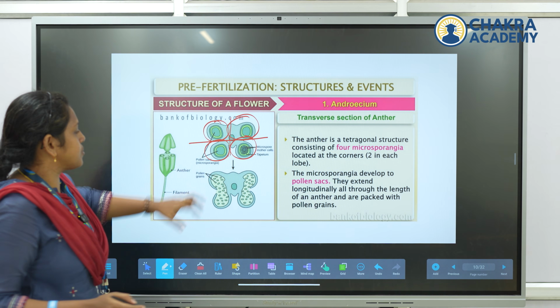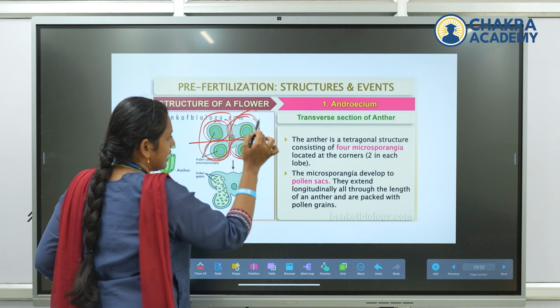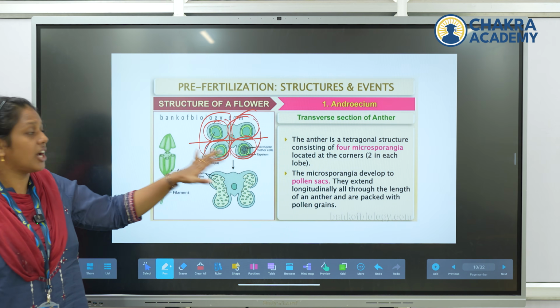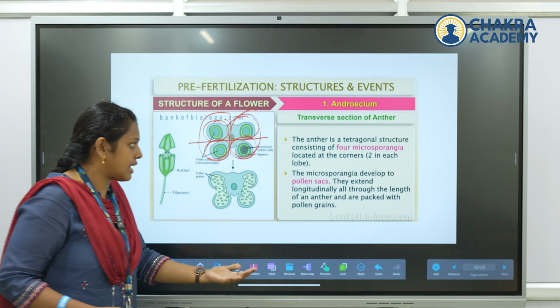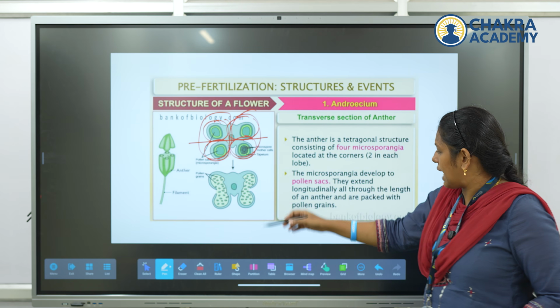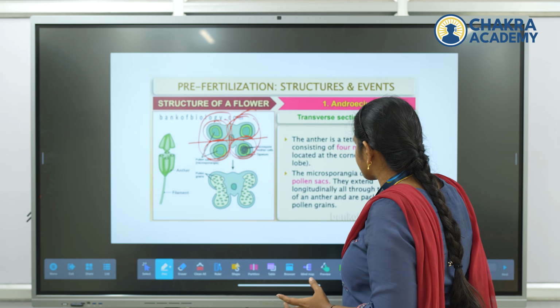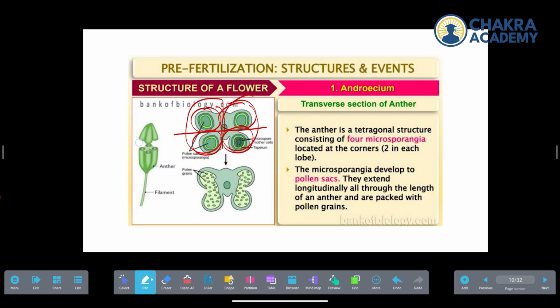2 in each lobe. So one side of the lobe contains 2 and the other side of the lobe contains 2. The microsporangia then develop into pollen sacs. They extend longitudinally all through the length of an anther and are packed with pollen grains. So this is the detailed picture.